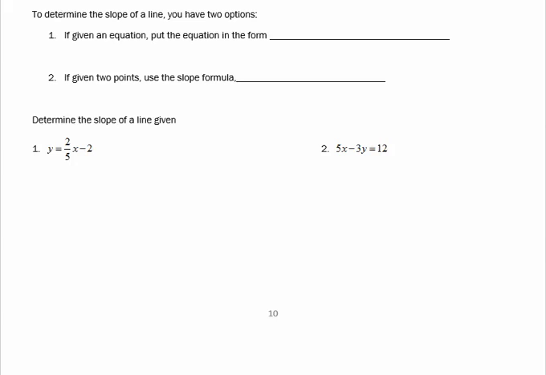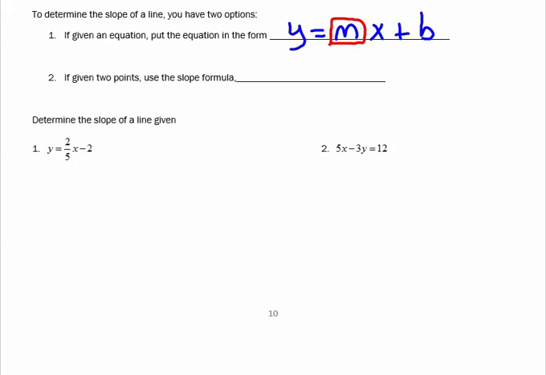To determine the slope of the line, you actually have 2 options. If you're given an equation, put the equation to slope-intercept form. Slope-intercept form is y equals mx plus b. How does that help us find the slope? Well, the slope is the number in front of x. So we would be able to find the slope if you're given an equation.